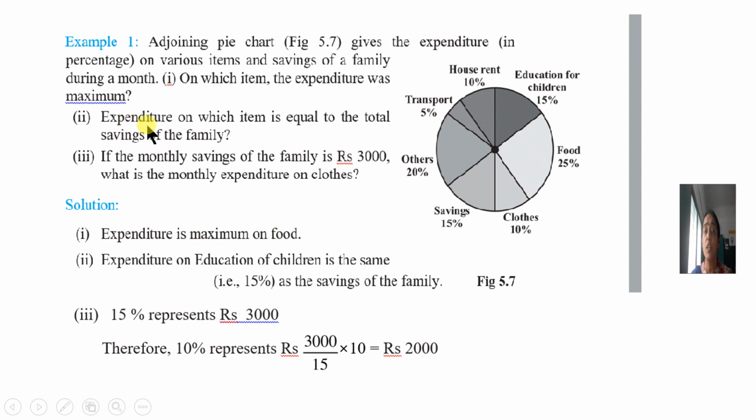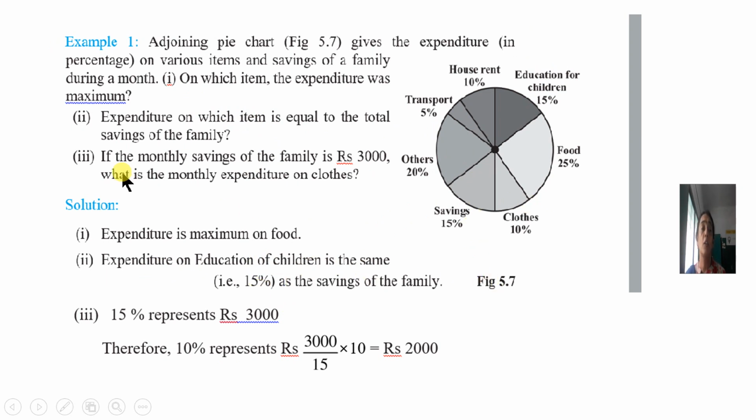Second question, expenditure on which item is equal to the total savings of the family? What is the savings expenditure? 15%. And which other expenditure is also 15%? Education for children. So the expenditure on education of the children is the same as the savings of the family.